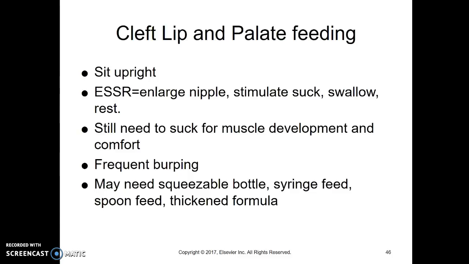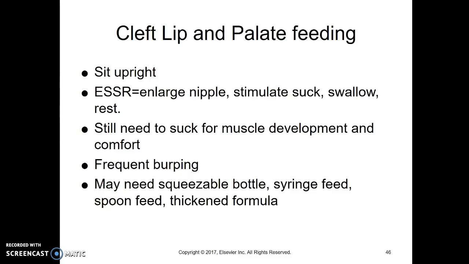So sit them upright and then ESSR: enlarge the nipple because they're not going to get a good grip on it. They can't make a good suction. Stimulate the suck, watch that they're swallowing, and give them rest. They've got to have rest in between because a lot of times stuff does go into the nose. We've got to clean the nose and let them catch their breath.